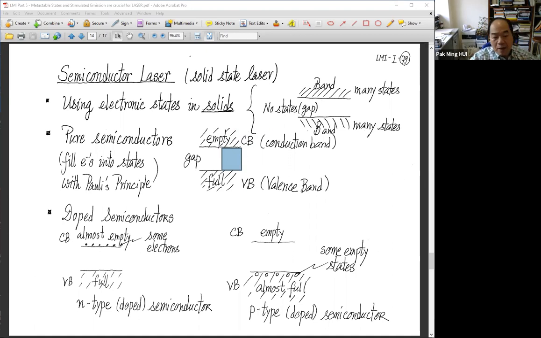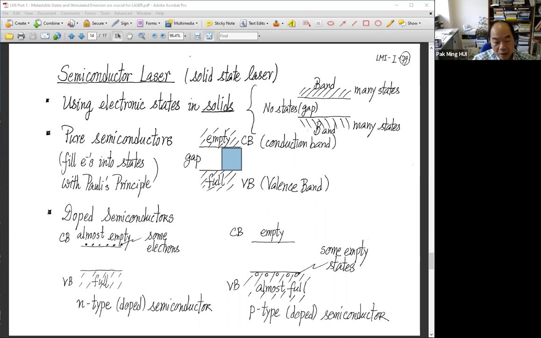Okay, you see, the Pauli exclusion principle has already been applied here. We fill electrons into the states. No two electrons can occupy the same state. Thereby, it must go up in energy. Therefore, we can say at the end, one band is completely full, gap, and completely empty.